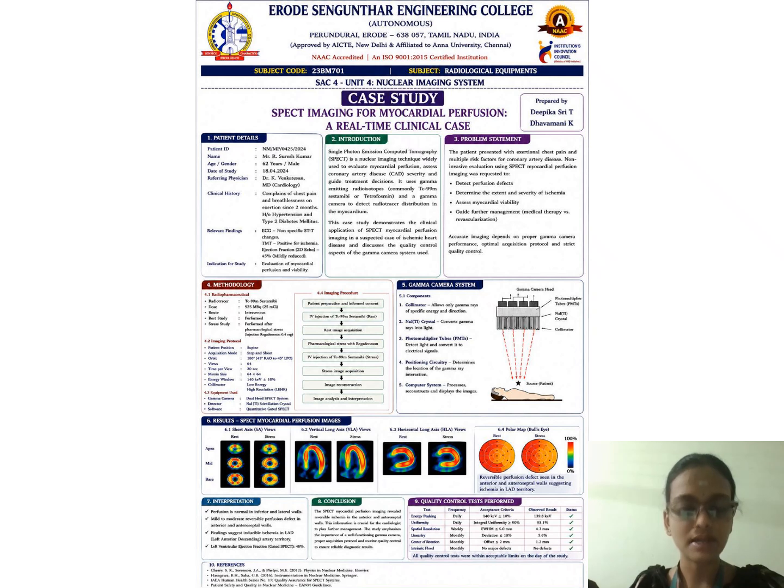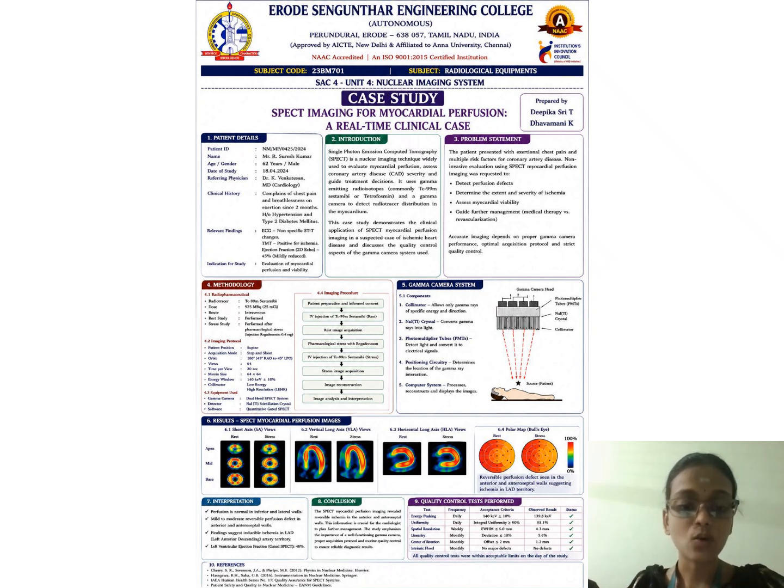Now, coming to the methodology. For the study, technetium-99m sestamibi, commonly called Tc-99m sestamibi, was used as the radiotracer. The study was performed in 2 stages. First is the rest study, second is the stress study. After each injection, the patient was positioned properly and images were acquired using the gamma camera.